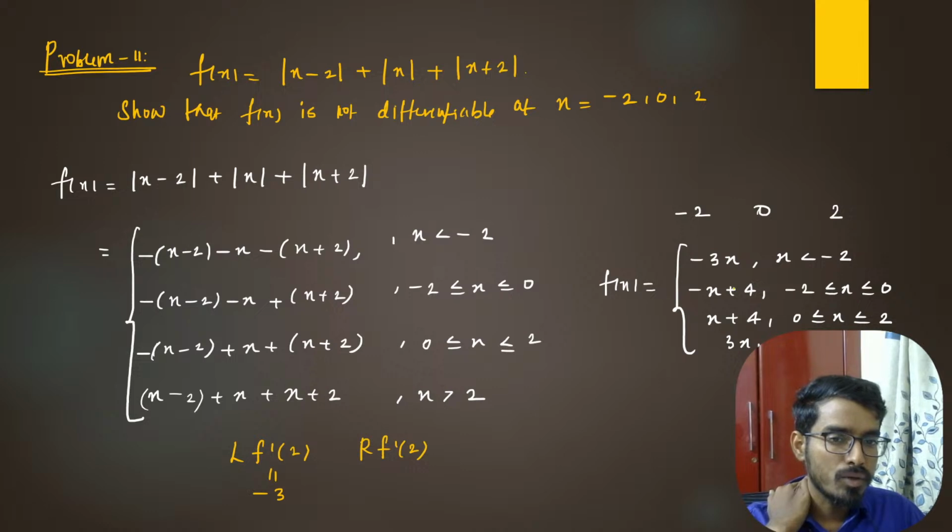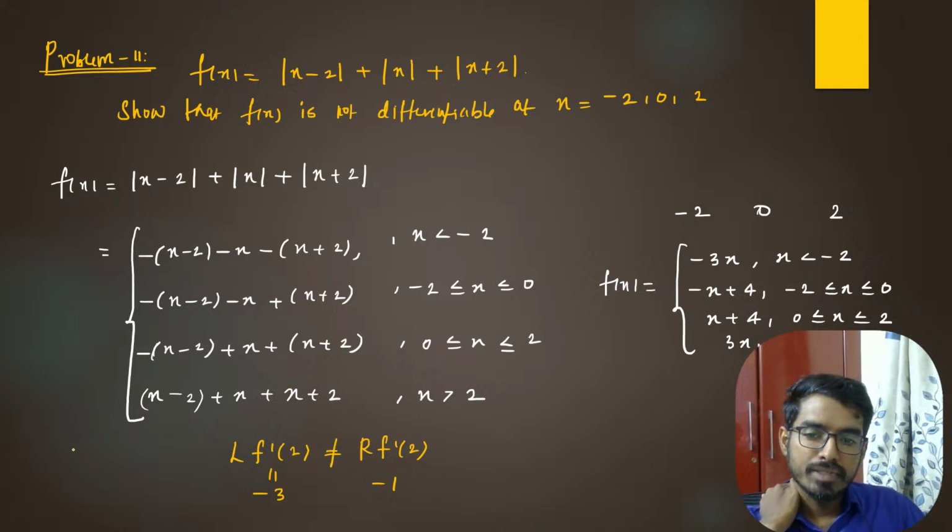To the right hand side, the function is minus x plus 4. What is the derivative of minus x plus 4? It is minus 1. You can see they are not equal, right? And similarly, L of f dash of, sorry, this is minus 2.